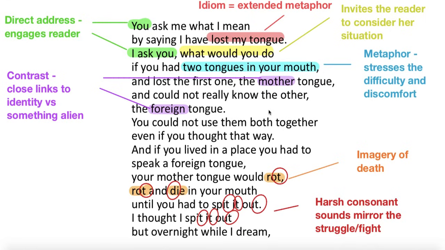So straight away, Bhatt uses direct address with the pronoun you. So she immediately engages the reader, but more than that, she's inviting you to imagine what it's like. So I feel like her intended reader is someone who does not speak two languages. I think she's trying to encourage those who haven't had that experience to try and understand what it's like to have two languages and to live in a country where you have to speak a language different to your first.